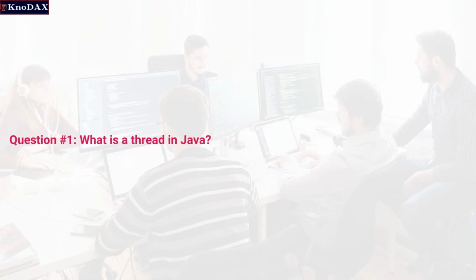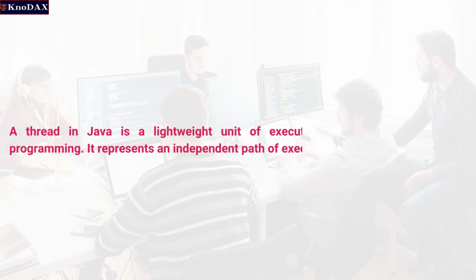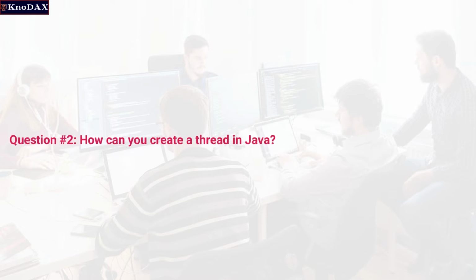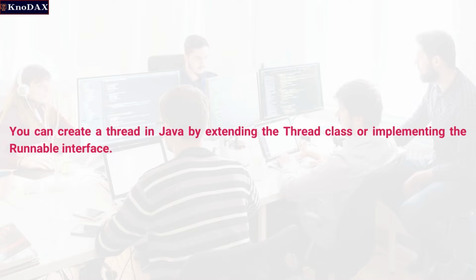What is a thread in Java? A thread in Java is a lightweight unit of execution that enables concurrent programming. It represents an independent path of execution within a program. How can you create a thread in Java? You can create a thread in Java by extending the Thread class or implementing the Runnable interface.